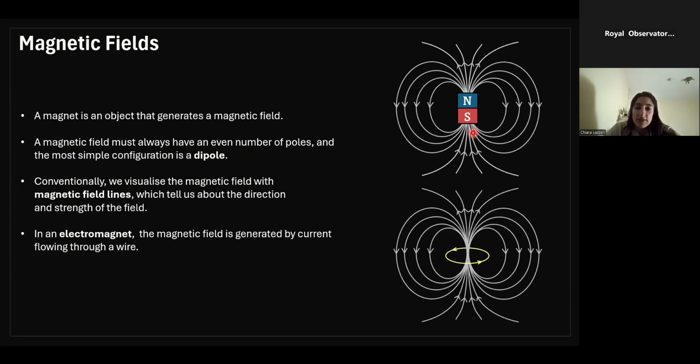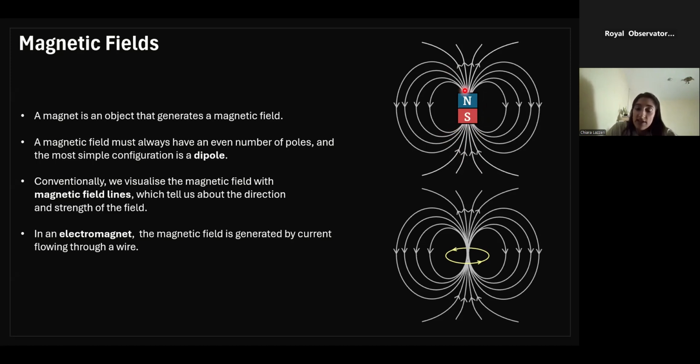So the magnetic field generated by a bar magnet like this one is usually very simple and is what we call a dipole. As we can see, this magnetic field, we usually visualize it with the help of these magnetic field lines that tell us about the direction and the strength of the field. And in a bar magnet, we tend to have the two poles, north and south, with magnetic field lines coming out of the North Pole and re-entering through the South Pole. And usually regions with denser magnetic field lines indicate that the magnetic field is stronger.